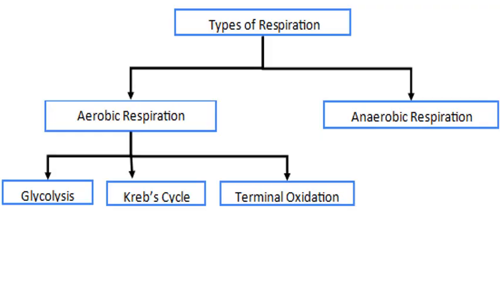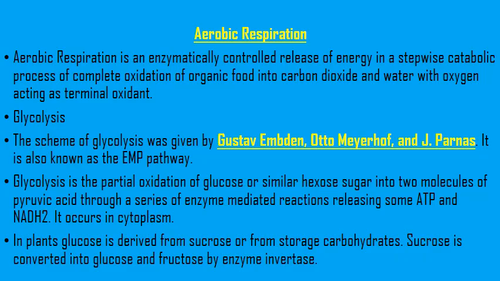Types of respiration: aerobic and anaerobic. Aerobic respiration has three stages: glycolysis, Krebs cycle and terminal oxidation. Aerobic respiration is an enzymatically controlled release of energy in a stepwise catabolic process of complete oxidation of organic food into carbon dioxide and water with oxygen acting as terminal oxidant.